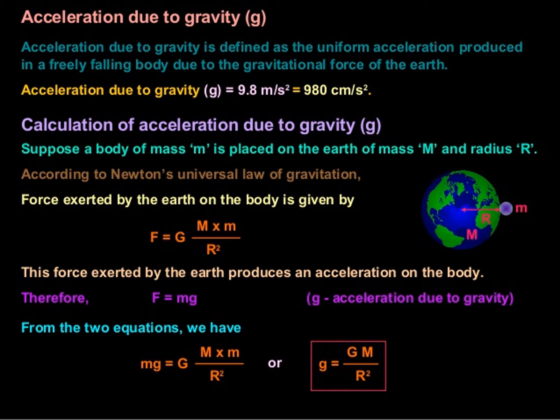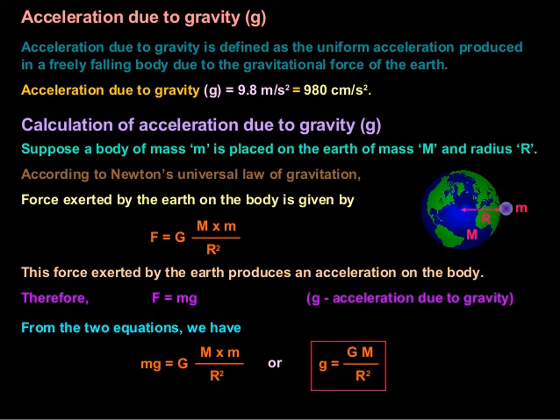So how did we get the mathematical value of this acceleration due to gravity, or what is the formula for it? Let us see that. Suppose any body of mass small m is placed on the earth of mass capital M, and they are separated by a distance, that is their radius, r. So according to Newton's universal law of gravitation, the force exerted by the earth on the body is given by F is equal to G M m by r square.